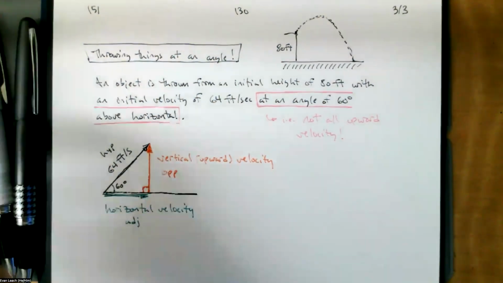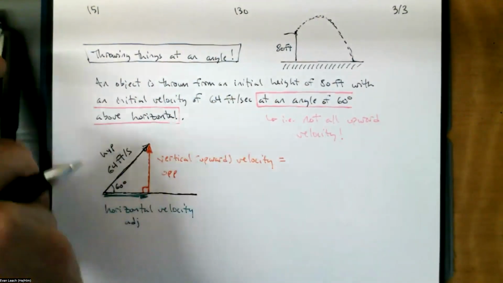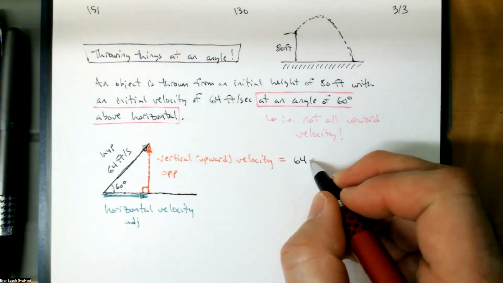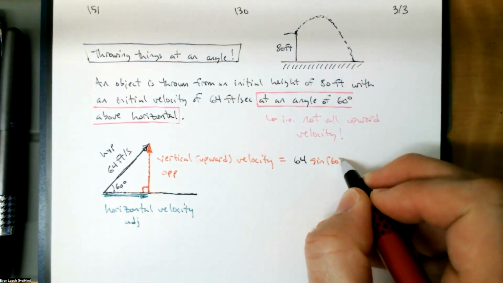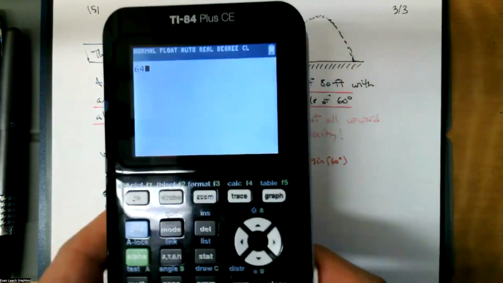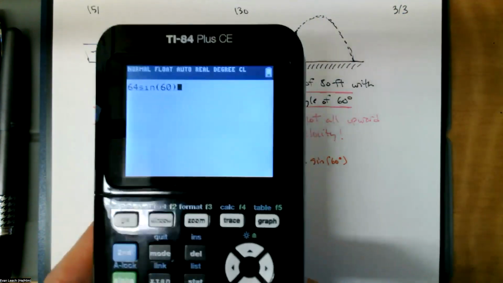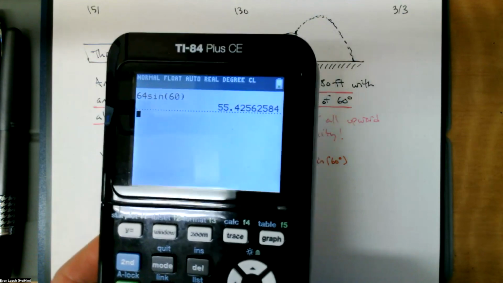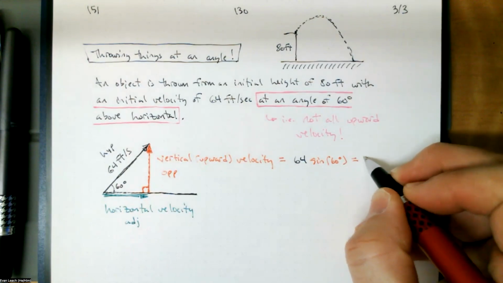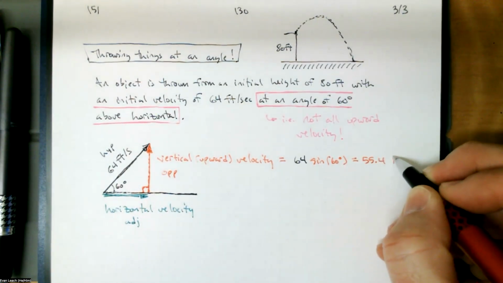So our vertical or upward velocity is going to be 64 times the sine of 60 degrees. Not all of the 64 is going up. We're only going to get sine of 60 as a fraction of our upward velocity. So we get 55.4 feet per second.